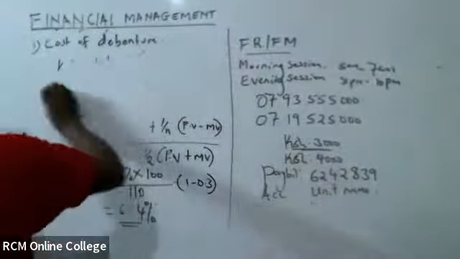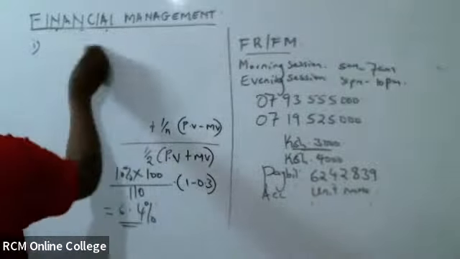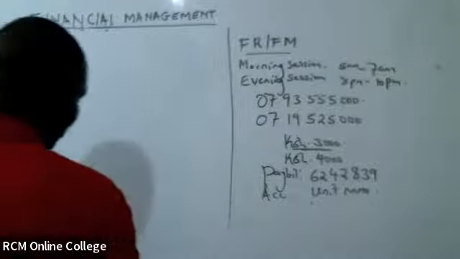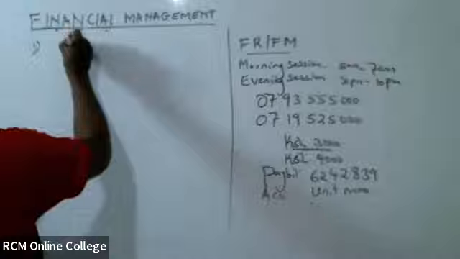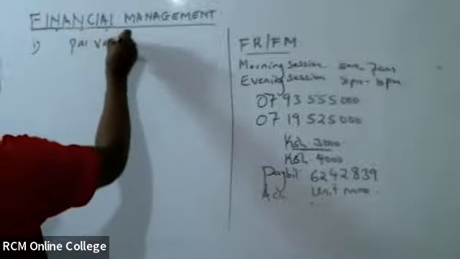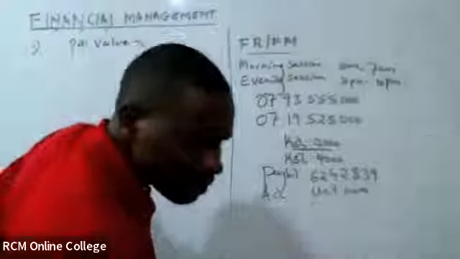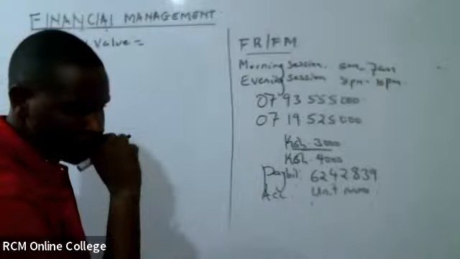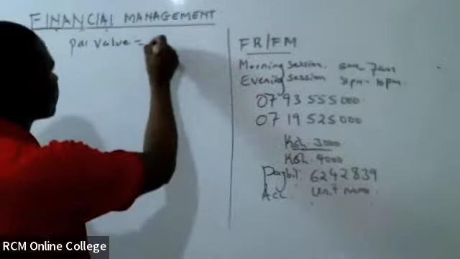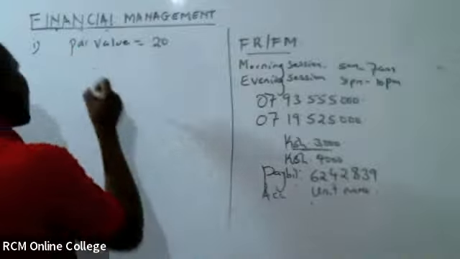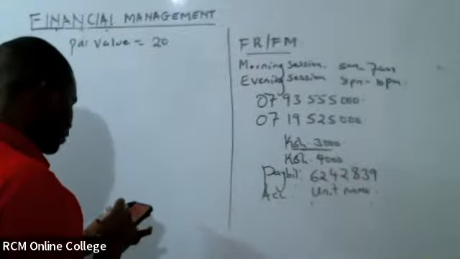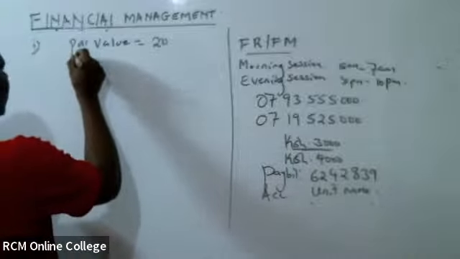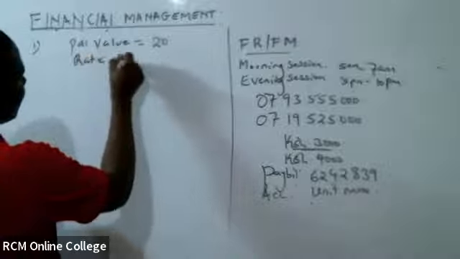Then for the rest, class, what are you going to do? I know what I need here. I need the par value. What is the par value for the preference share? Par value is how much? Give me the par value of the preference share. 20. What is the rate of preference share? Preference dividend? Preference dividend is 8%. So the rate is 8%.